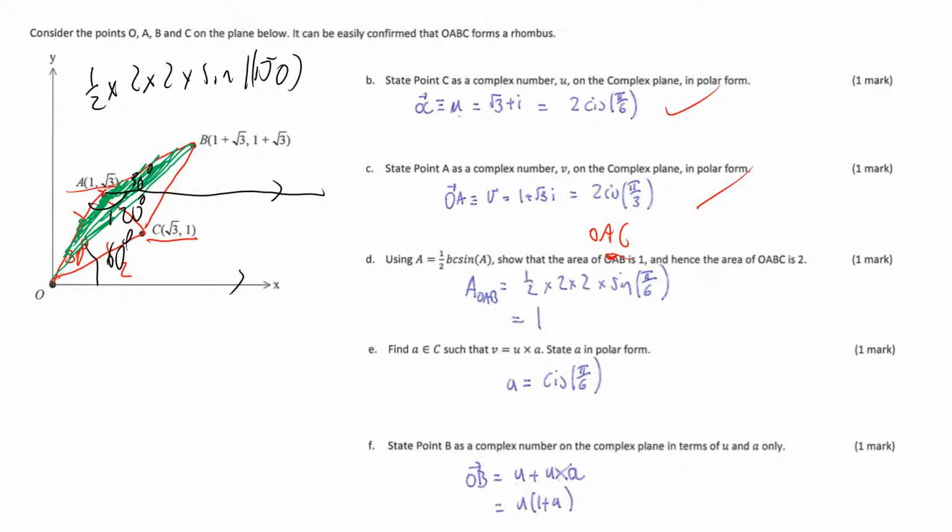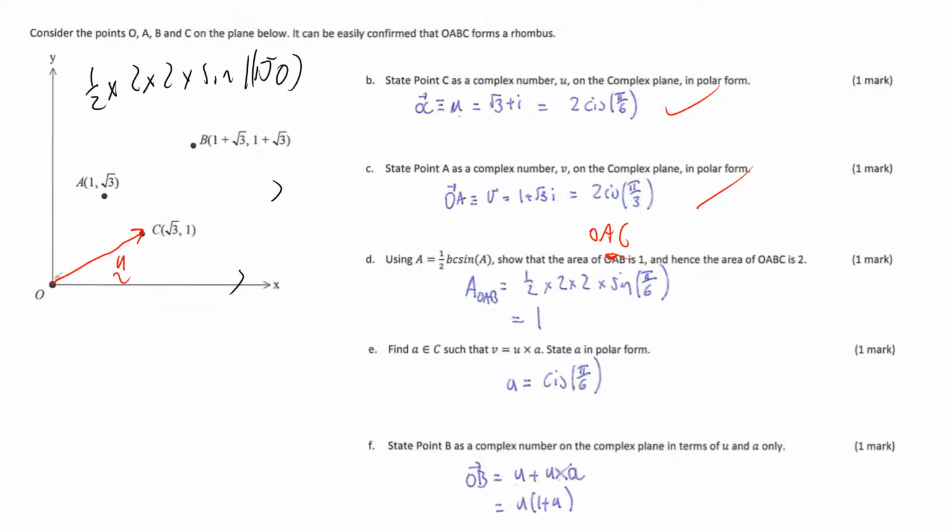All right, find an A such that if I take U, so what is U again? So U is a complex number in C, so let's just get rid of all of that junk here. Okay, so here's our U vector.